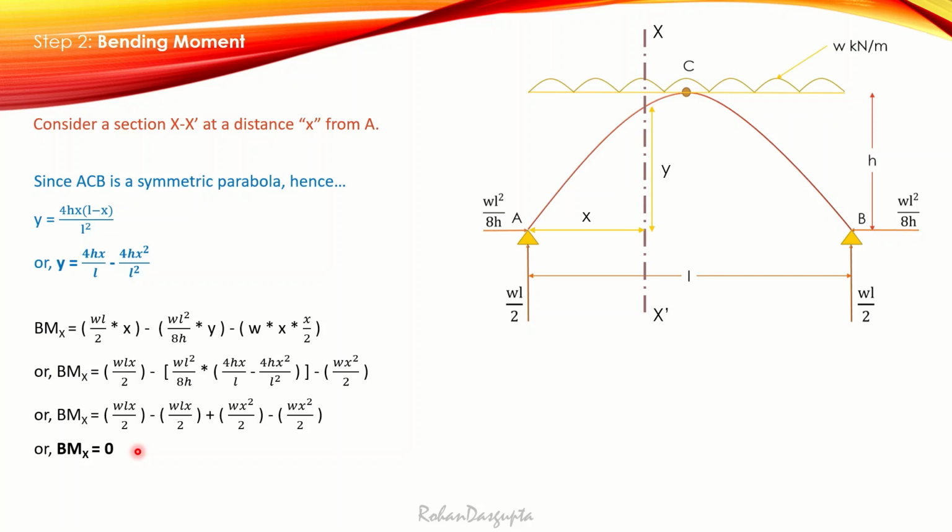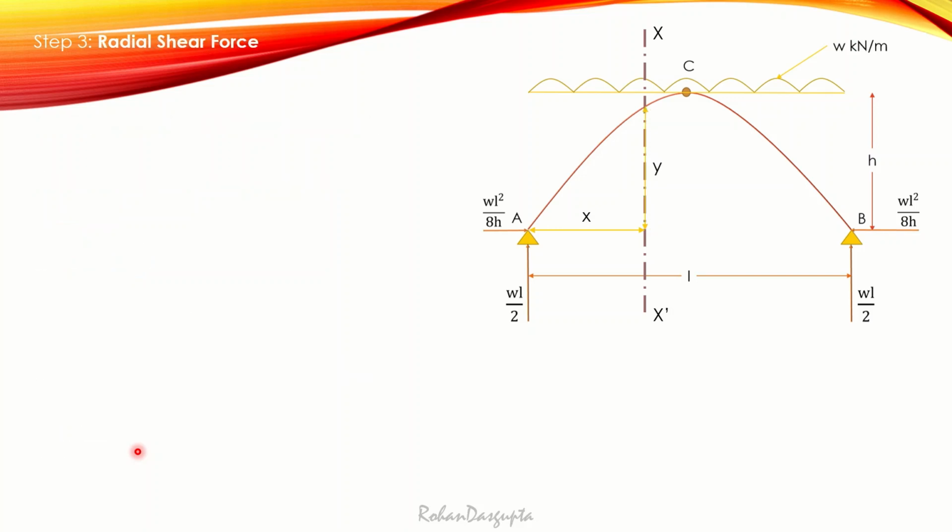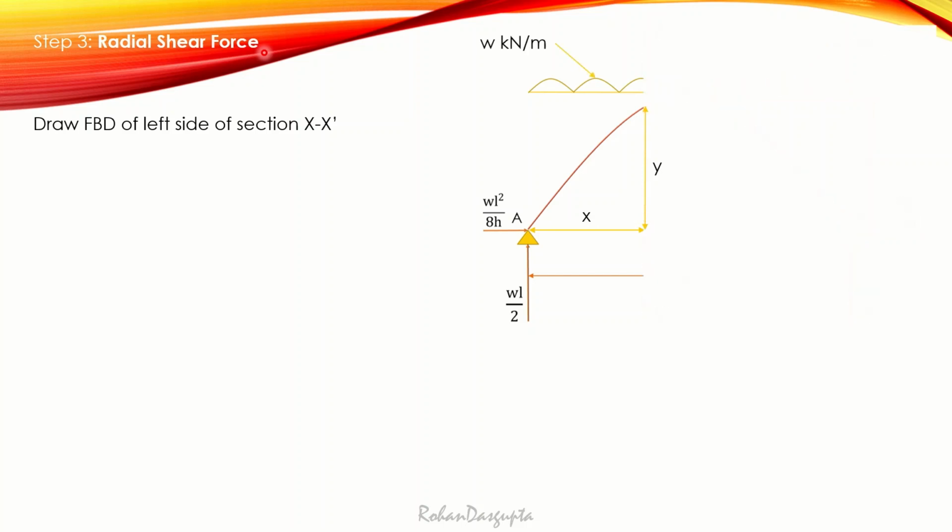and since x is a random section taken, therefore we can conclude that the bending moment at any section is equal to 0. So that ends our step 2. Let's quickly move towards step 3, which is the determination of radial shear force. Now in order to find out radial shear force, you should draw the free body diagram of the left side of section XX, right? I would ask you here to please redraw the diagram.